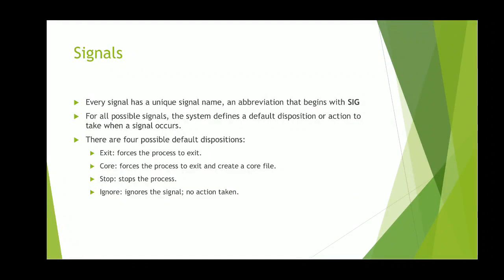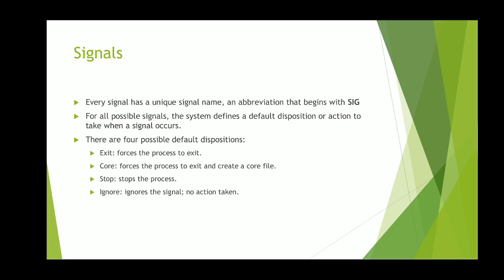Every signal has a unique name that starts with the letters SIG, which are the first three letters of the word signal. For example, for the stop signal, the signal name will be SIGSTOP. For the terminating signal, the name will be SIGTERM. For the kill signal, it will be SIGKILL, like that. There are four types of action which can be taken when a signal arrives. The action taken can be either exit, core dump, stop, or ignore.